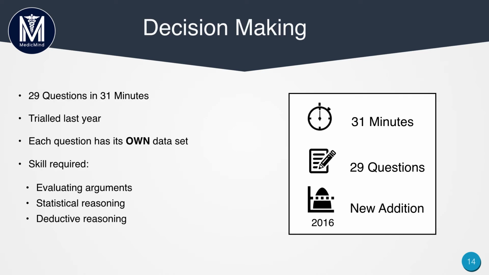And we also have decision making. This has 29 questions in 31 minutes. You will be the first to sit this section as it was trialled last year. Each question has its own data set, meaning there will be one question with one data set. Skills required include evaluating arguments, statistical reasoning, and deductive reasoning.